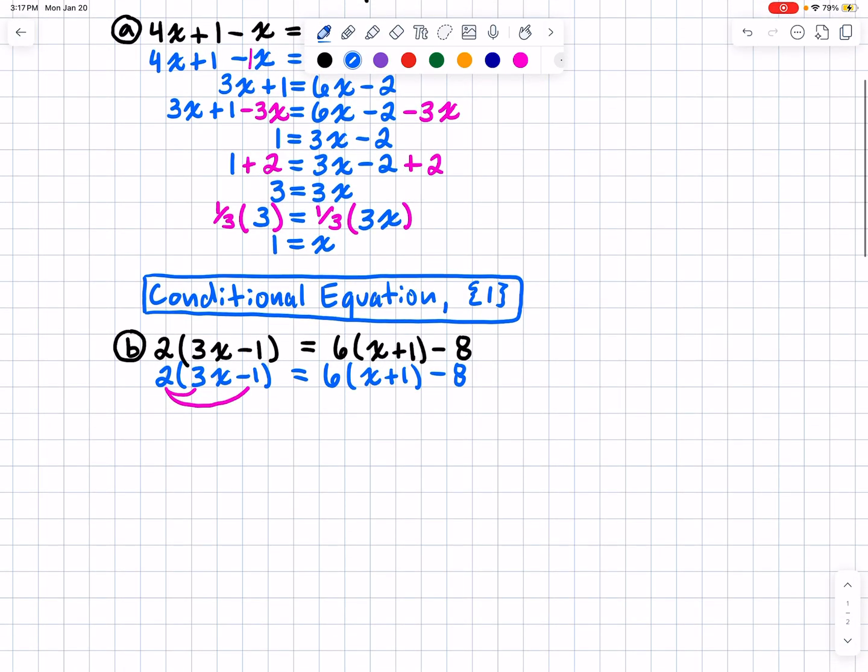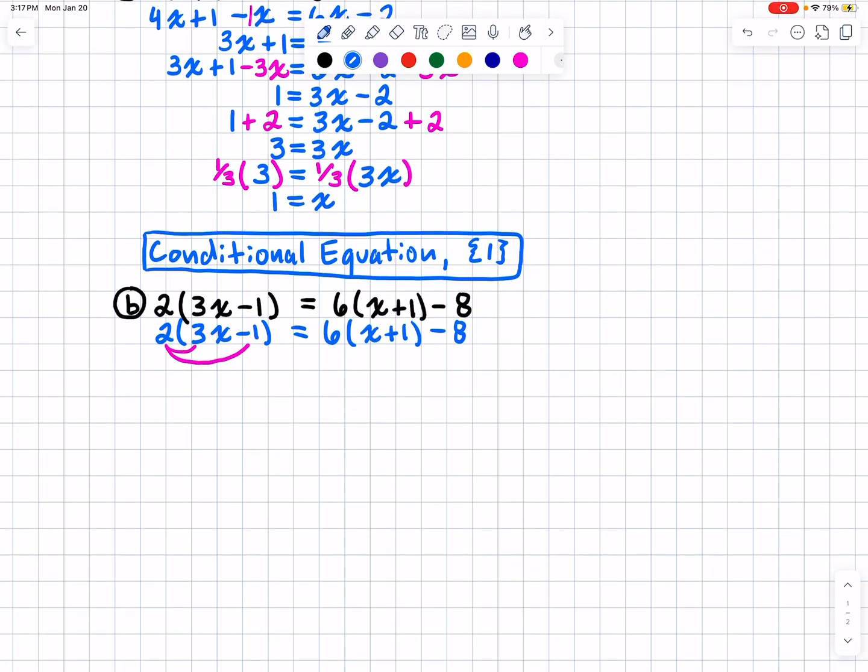So 2 times 3x is 6x, so I'm going to write that down, 6x. 2 times negative 1 is negative 2, equals 6 times x, because we have to do the same thing over here. 6 times x is 6x. And then 6 times 1 is 6.